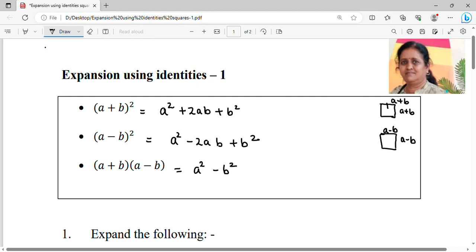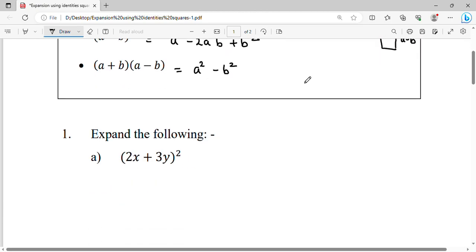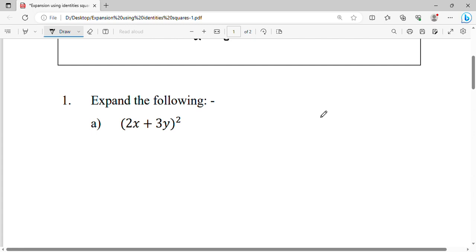So I hope you recall these and ensure that you really know these identities before we go to this expansion. If you don't remember these identities, you can go back to the normal method and do it by distributive property. But this is another way of expanding. So let's look at this question. Expand the following: 2x plus 3y the whole square.